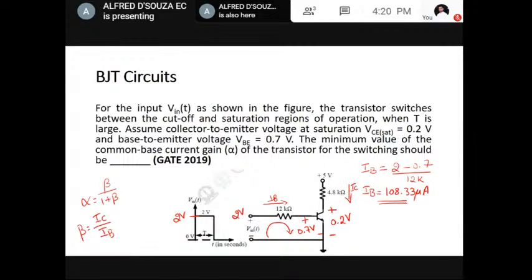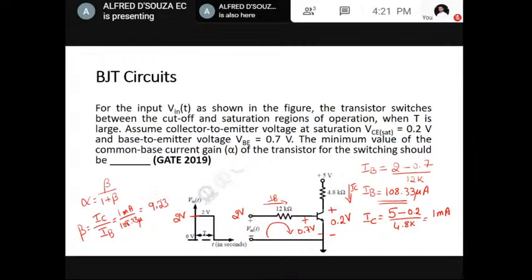When the transistor is on, the voltage across collector emitter, that is VCE, is 0.2. So the current flowing through this 4.8 kilo ohm is the difference in the voltage, 5 minus 0.2, divided by 4.8 kilo, that is 1 milliampere. So we found IC and IB. Put the values: 1 milliampere by 108.33 microampere. So the beta value is 9.23.